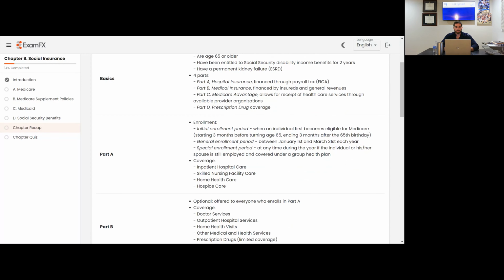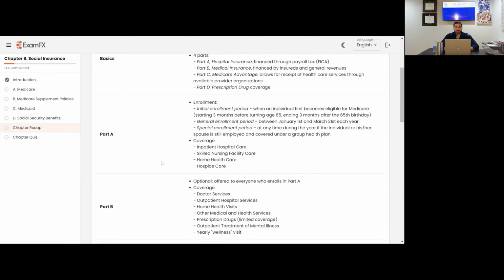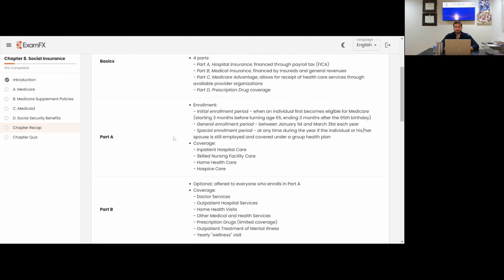So, what is Part A? This is how you get enrolled. Initial enrollment period is when an individual becomes eligible for Medicare, starting 3 months before the age of 65 and ending 3 months after they turn 65. General enrollment period is between January 1st and March 31st. Special enrollment period is at any time during the year if the individual or his or her spouse is still employed and covered underneath a group health plan.